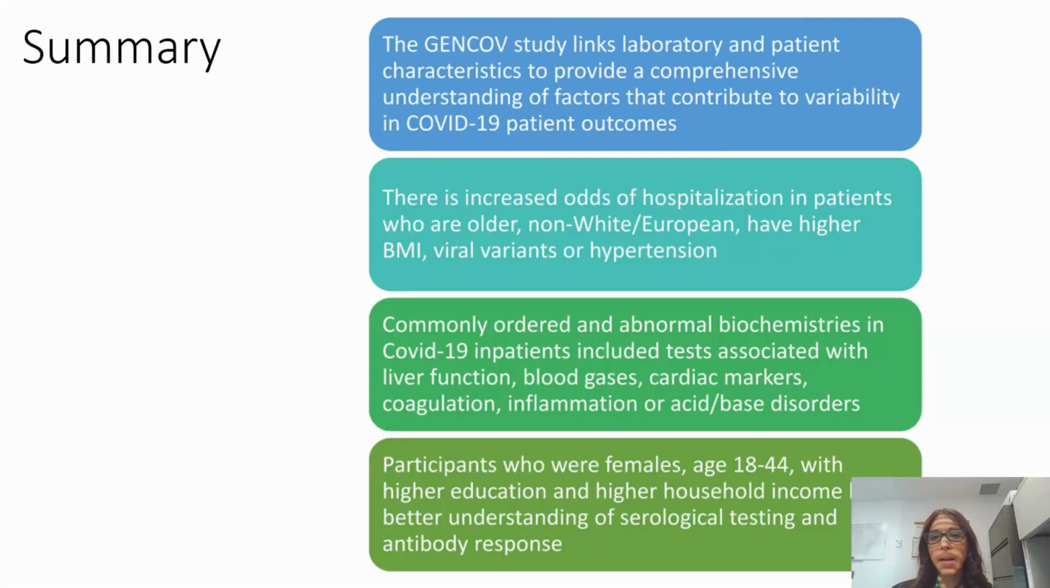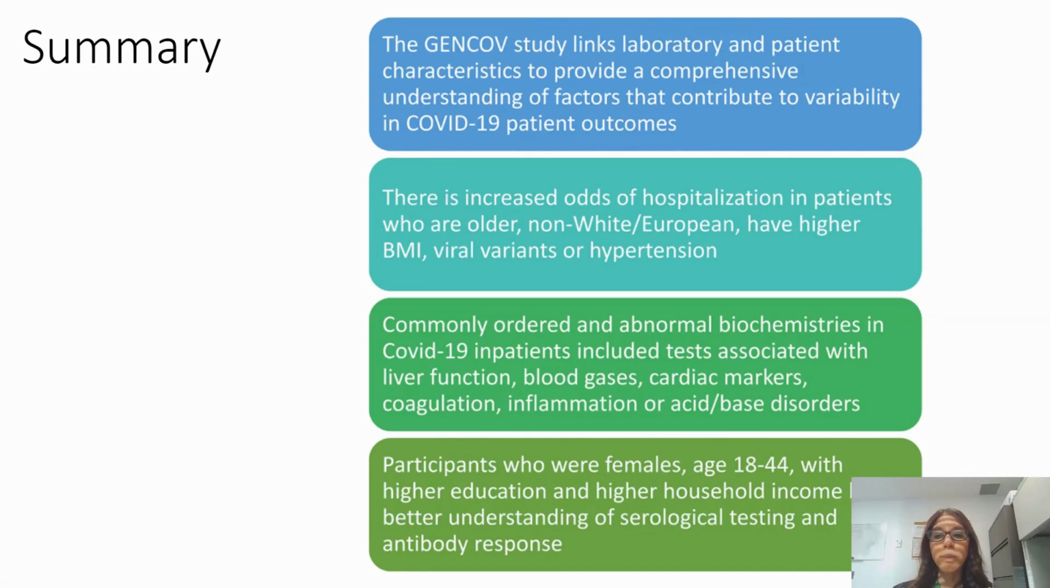So overall, the GENCOV study links laboratory and patient characteristics to provide a comprehensive understanding of factors that contribute to variability in COVID patient outcomes. I hope I was able to show you today that there's increased odds of hospitalization in patients who are older, who are non-white European, have higher BMI, viral variants, or hypertension. Commonly ordered and abnormal biochemistries and hematologies in COVID inpatients included tests associated with liver function, blood gases, cardiac markers, coagulation, inflammation, and acid-base disorders.